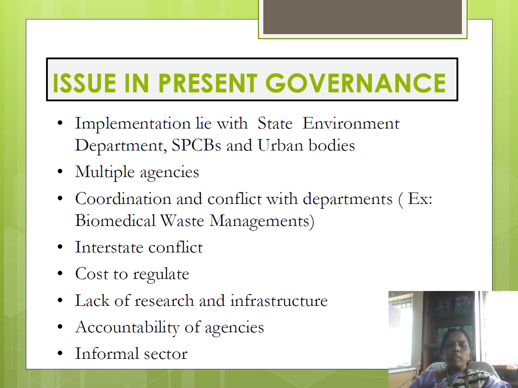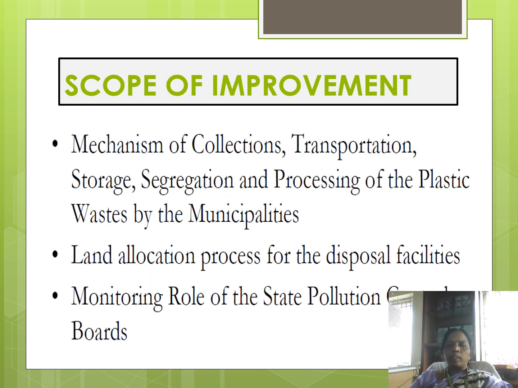So the present governance is issuing many rules and regulations to the government. It is called the issue in present governance. Implementation lies with the state environment departments, that is state pollution control boards and urban bodies. There are multiple agencies which coordinate the activity. Then there may be coordination and conflict within the departments, interstate conflict, cost to regulate, lack of research and infrastructure, and accountability of the agencies in informal sectors.